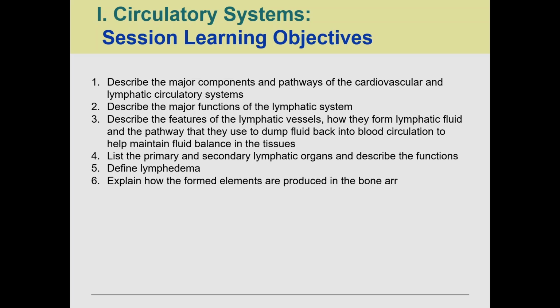We're going to talk about the major pathways in the cardiovascular system. We're also going to get into the lymphatic system a bit, make a brief introduction of that, talk about the functions of it and lymphatic vessels, how these two systems, cardiovascular and lymphatic, are kind of linked. We'll talk about lymphatic organs and then talk about how the formed elements are produced in the bone marrow.